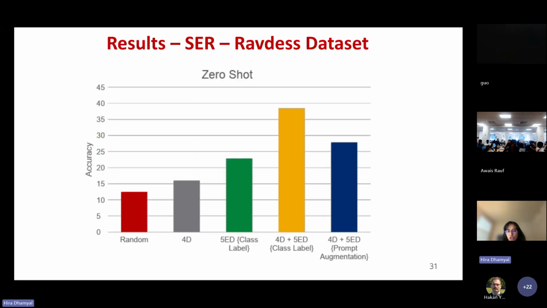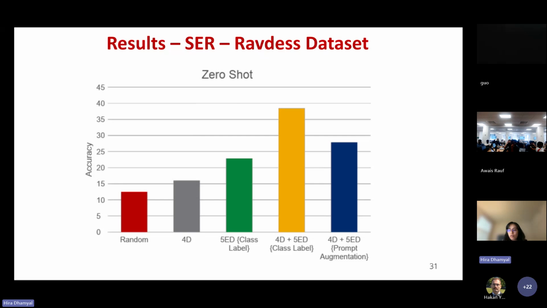Similarly, for speech emotion recognition, what you see here is the RAVDESS data set, which is one of the emotion data sets that I showed earlier that we use, but these are zero shot numbers, which means that we train our model on all of the other data sets that we have.